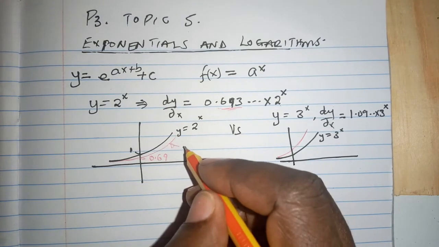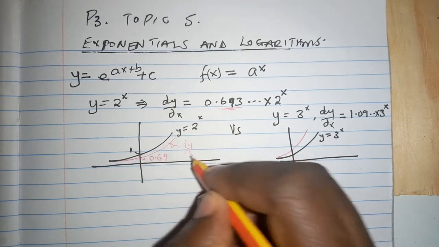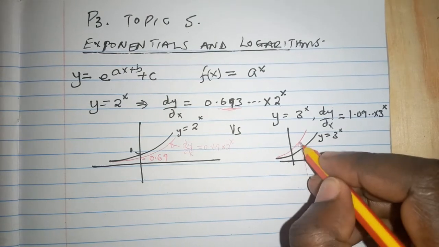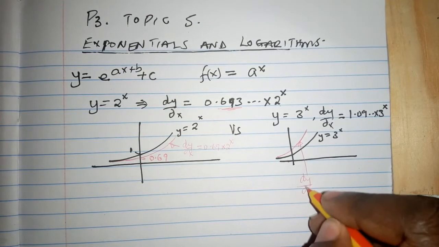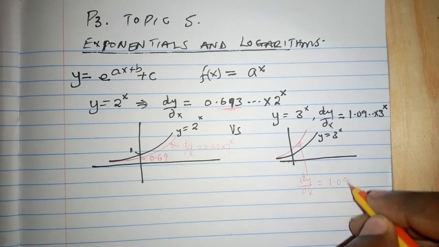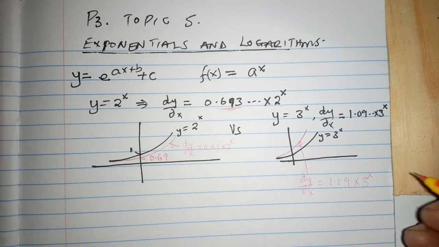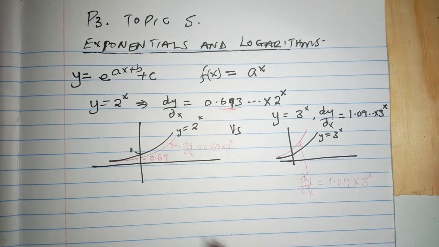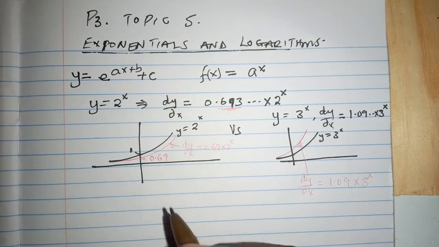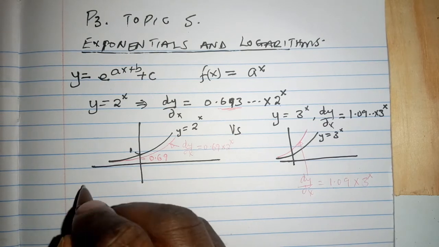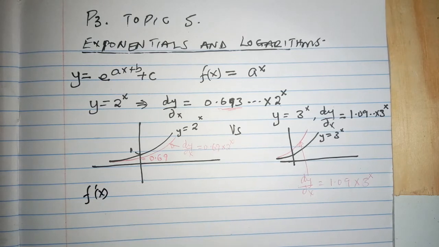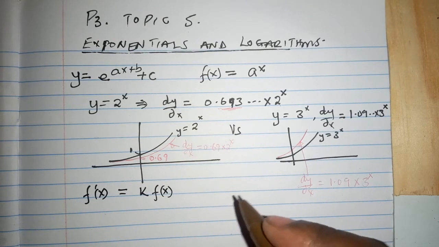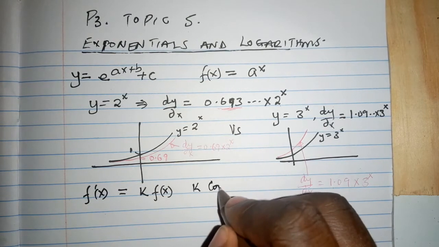Yes, this is dy/dx, which is 0.69 times 2 raised to power x, and this is now the graph of dy/dx, which is 1.09 times 3 raised to power x. Let us notice something there. It is very important to note that in each case, the derivative function is equal to k multiplied by the original function, where k is a constant.